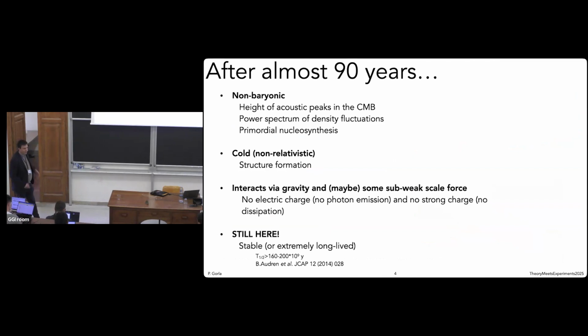many pieces of information on what this particle should be. These are actually small constraints. So the fact that we extract information that it should be non-baryonic dark matter that has to be cold, that we do see gravitational effect, and it's still with us, so it's either stable or extremely long-lived. All these constraints are actually constraining the dark matter candidates very little.